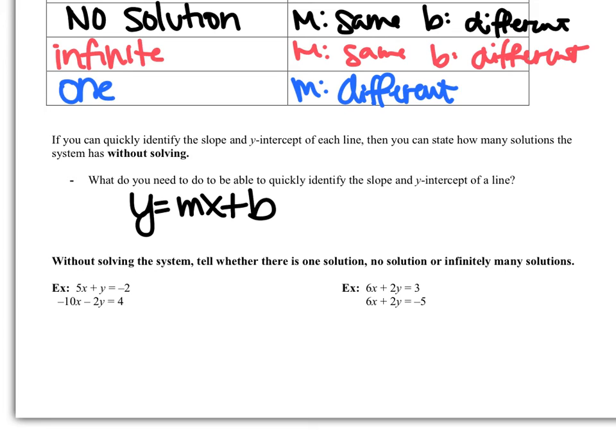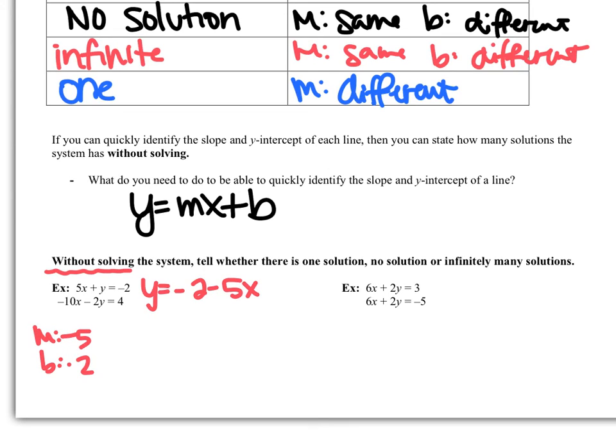So down here, when it says without solving, it really means don't graph, don't substitute, don't eliminate. All I want to know is, based on the slope and the y-intercept of each line, is it going to have one solution, no solution, or infinitely many? So this first one right here, if you put it in slope-intercept form, you have y equals negative 2 minus 5x. So the slope of the red is negative 5, and the y-intercept is negative 2.